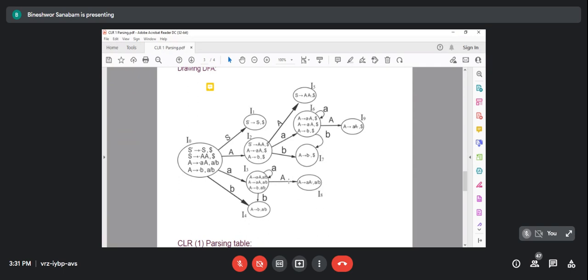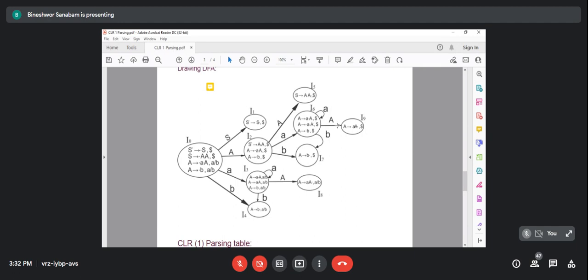Then if you consider capital letter A, we have to consider this production where A implies small letter a, capital letter A dot, comma, then our look ahead, that is a or b. So this is another state. And if you consider b, it's going to give this I4, where A implies b dot, comma, a or b. So this is how your I3 will end. I5 is final, so no problem. And with I6 also, if you consider goto with small letter a, it will give the same state.